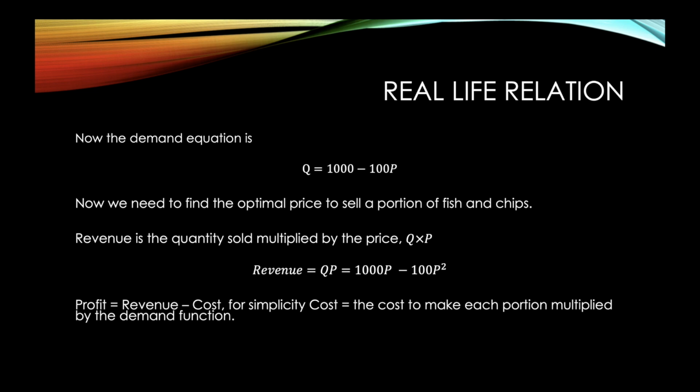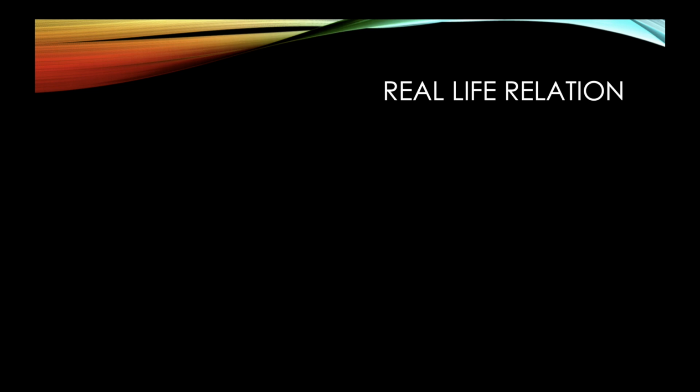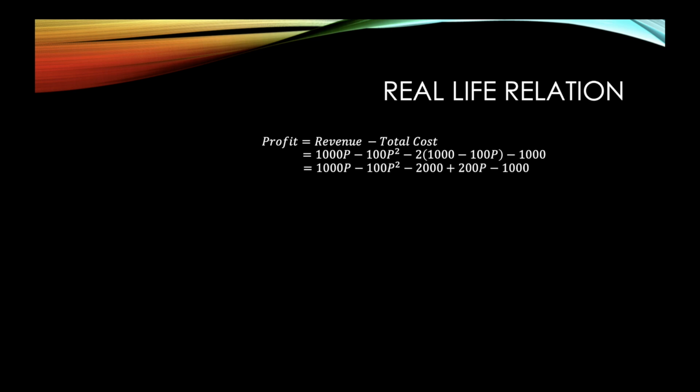Now, for simplicity, let's just model the cost as the cost to make each portion, that's £2 multiplied by the above demand function. And let's also consider the cost of the rent of your market stall for the 2 days. So we now have 1000p minus 100p squared, that's the revenue, minus 2 multiplied by 1000 minus 100p, that's the cost, minus 1000, which is the cost of rent. So we can multiply out the brackets and collate all the like terms together to arrive at minus 100p squared plus 1200p minus 3000 is equal to your profit.